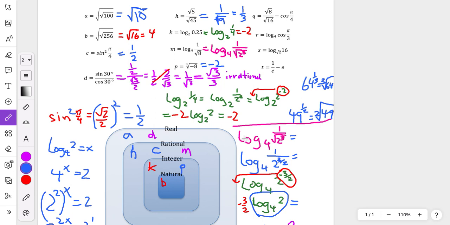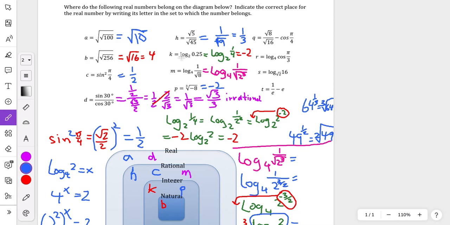And now Q. Cosines and square roots. I love it. Alrighty. Q. Well, root 8 divided by root 16, you know you can divide numerator and denominator, and this just becomes 1 over the square root of 2 for that. And then cosine of pi over 4, that's root 2 over 2. We talked about that earlier, how the cosine of pi over 4 is root 2 over 2.